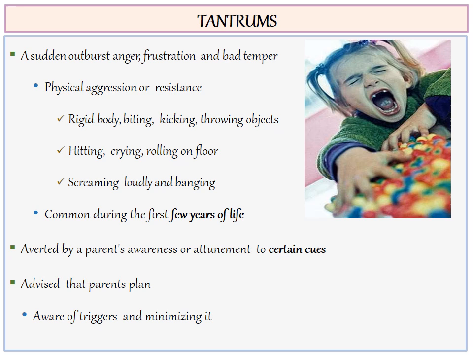Pregnancy, social instability, and marital failure are the common sequelae. Another common childhood behavioral disorder is tantrums. What is a tantrum? It is a sudden outburst of anger, frustration, and bad temper, with physical aggression or resistance manifested with a rigid body, biting, kicking, throwing objects, hitting, crying, rolling on the floor, screaming loudly, and banging. Common during the first few years of life, it can be averted by a parent's awareness or attunement to certain cues. Parents are advised to plan to be aware of triggers and to minimize them.